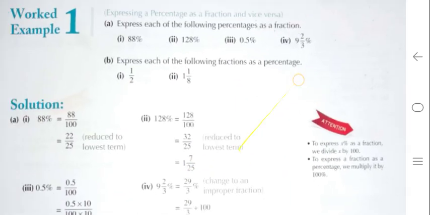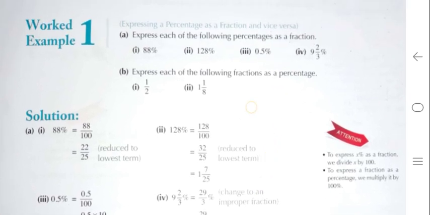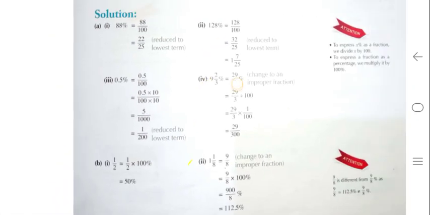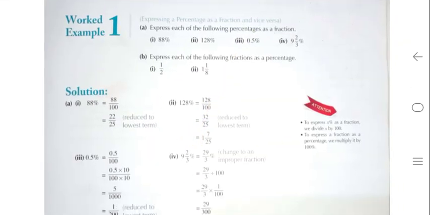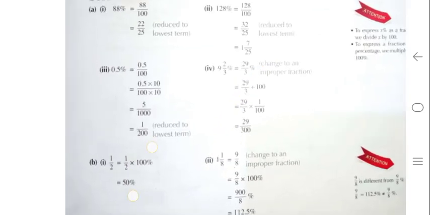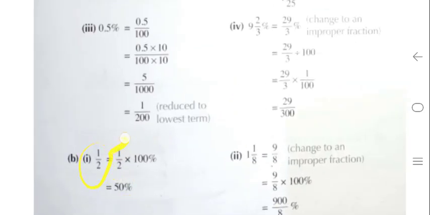And for number B, express each of the following fractions as a percentage. This is like the reverse of number A. The easiest way to convert fractions into percentage is you times the fraction with 100%. For example, 1 over 2. So 1 over 2 times 100%. 1 over 2 times 100 is 50. So 50%, just like that.